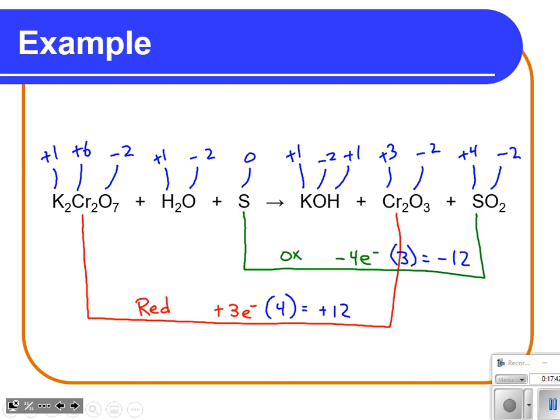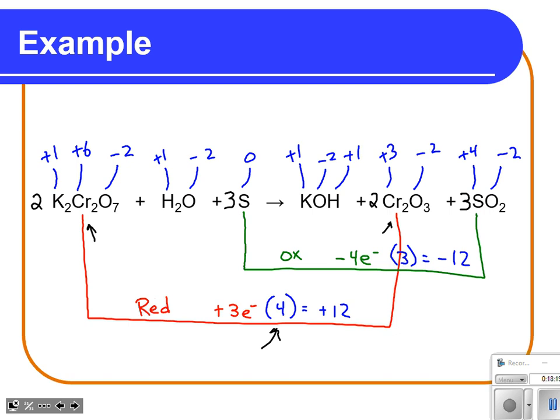And my hint here tells me that chromium should be 4. Well, right here I have 2 chromium, so I'm going to put a 2 there. Over here I have 2 chromium, so I'm going to put a 2 there. So I'm going to have 2 chromiums right there. My hint for my sulfur tells me that I need 3. So since I only have 1 there, I'm going to put a 3 here. I'm going to put a 3 here.